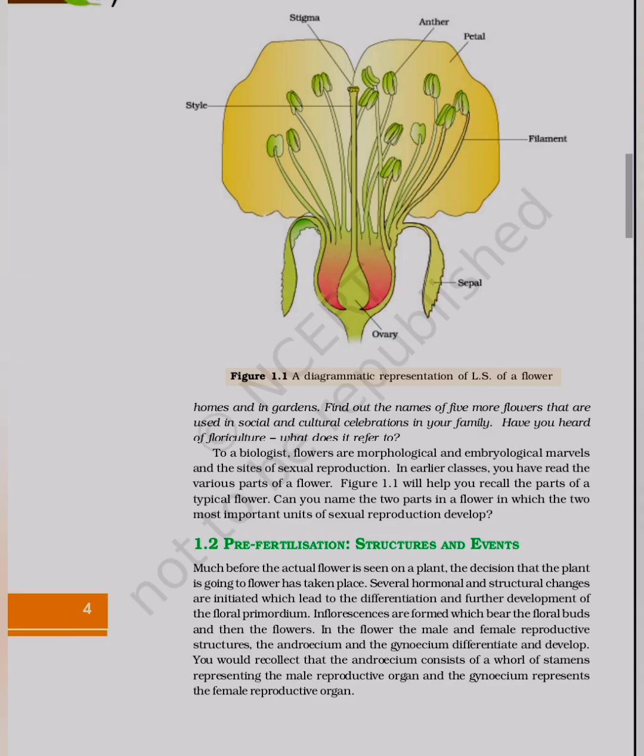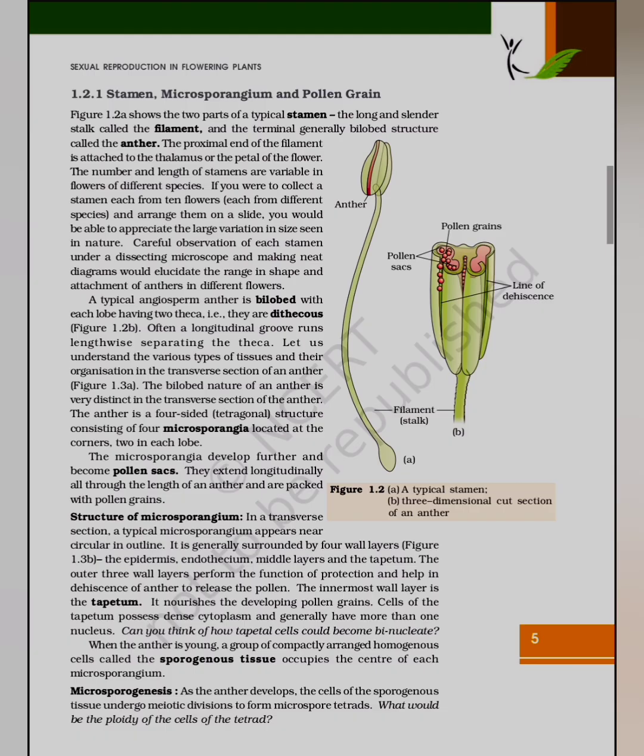Pre-fertilization structures and events. Much before the actual flower is seen on a plant, the decision that the plant is going to flower has taken place. Several hormonal and structural changes are initiated, which lead to differentiation and further development of the floral primordium. Inflorescences are formed which bear the floral buds and then the flowers. In the flower, the male and female reproductive structures, the androecium and gynoecium, differentiate and develop. You would recollect that the androecium consists of a whorl of stamens representing the male reproductive organ and the gynoecium represents the female reproductive organ.